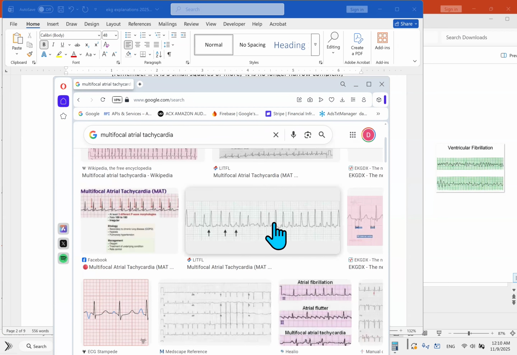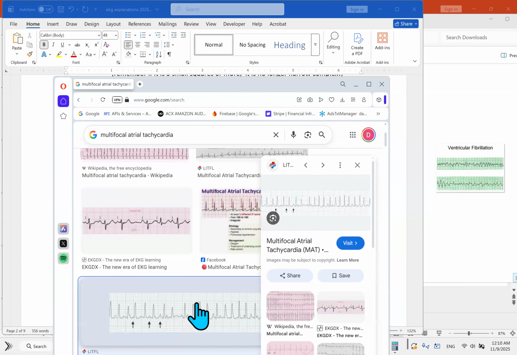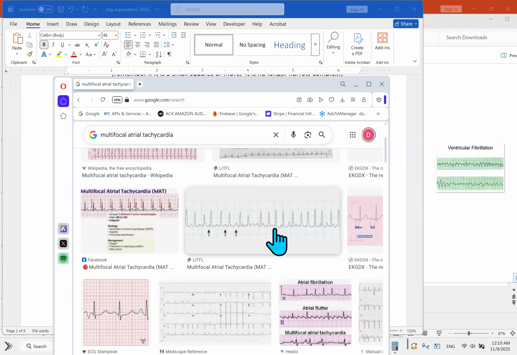See, here's a good picture, multifocal atrial tachycardia. So what you see is the P waves look odd. How is this different from atrial fibrillation? Atrial fibrillation, you cannot make out any P waves at all. Whereas in atrial tachycardia, you can make out the P waves.